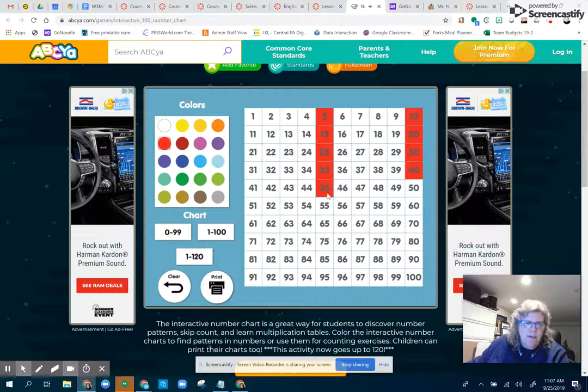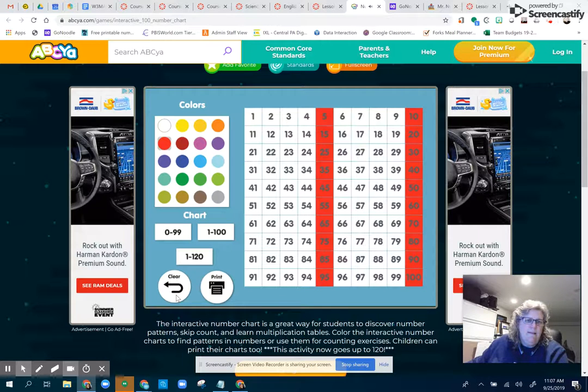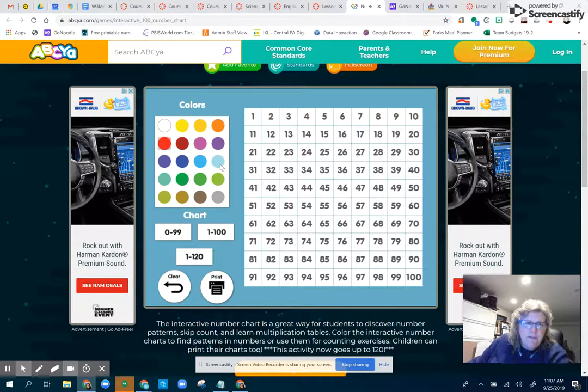And what am I counting by? By 5. So 45, I'm going to go 1, 2, 3, 4, 5. 5 more would be 50. 5 more, 1, 2, 3, 4, 5, would be 55. And I could keep going back and forth. 65, 70, 75, 80, 85, 90, 95, 100. Now, those are all skip counting starting at 0, right?